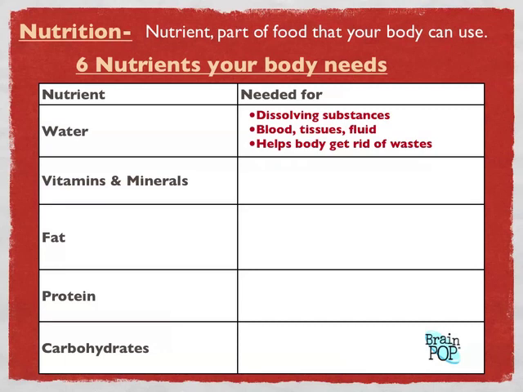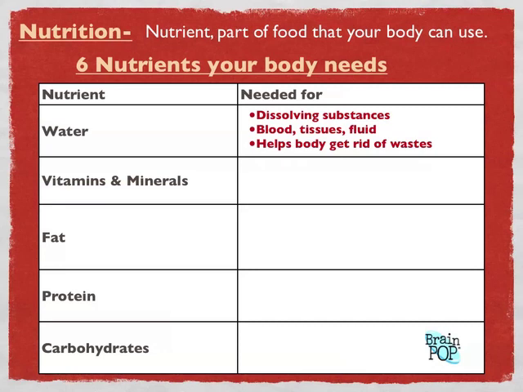So water is an important nutrient. It's why we need a constant source of water. Next up are vitamins and minerals. Vitamins and minerals are nutrients that we need in pretty small quantities, things like vitamin C, vitamin D, iron. We don't need a lot of those things, but we do need some of it.